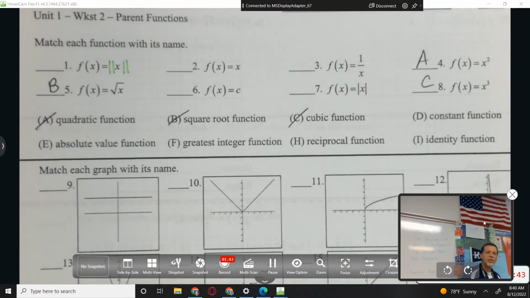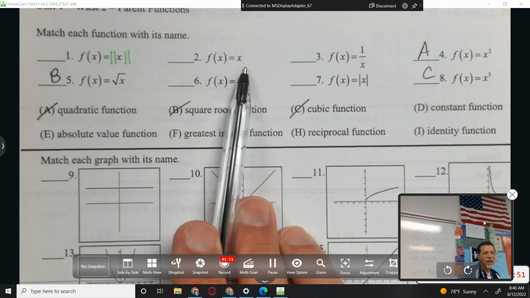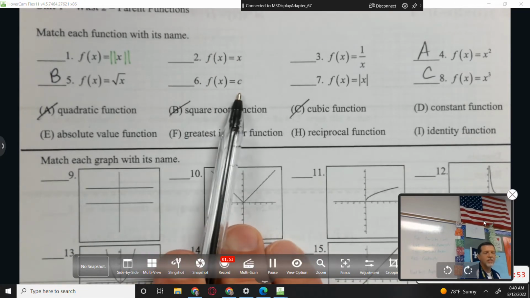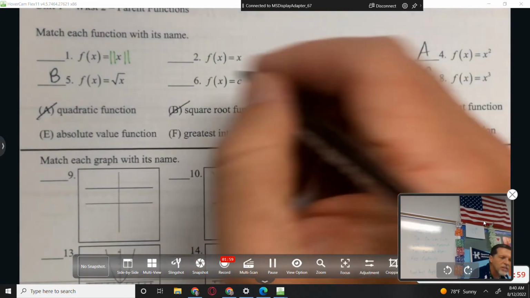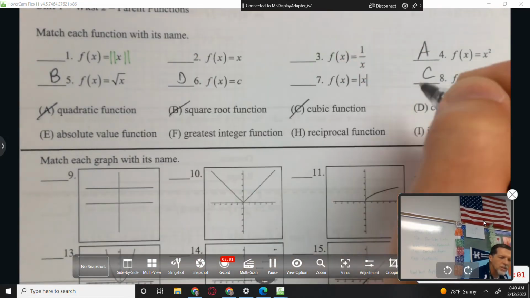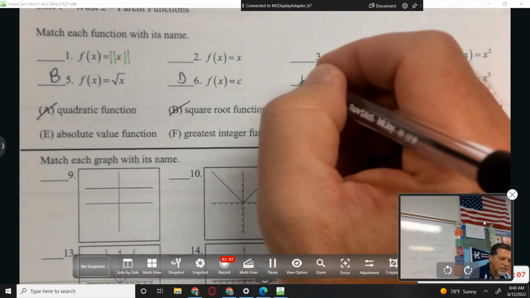Constant function? 2. Not 2. 6. So 2 isn't constant. 2, it changes. Y value changes with x. 6, the y value doesn't change at all. If C is 12 or 6, it's constantly 12 or 6 or whatever it is. So the constant function is number 6. Absolute value function? 7.